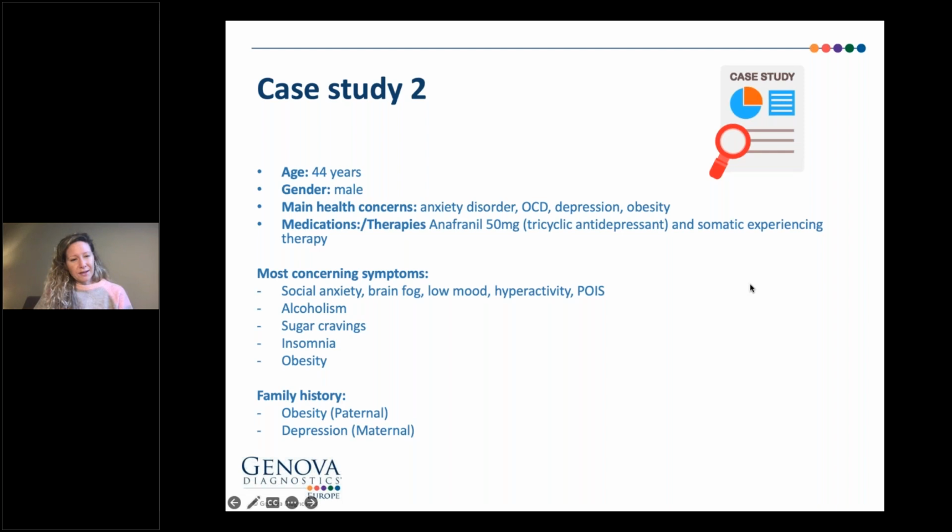He also has a lot of stress in his environment, which I haven't mentioned here. He has 2 sons that have autism, one of which is quite severe and is non-verbal. So those were very significant factors in his stress.